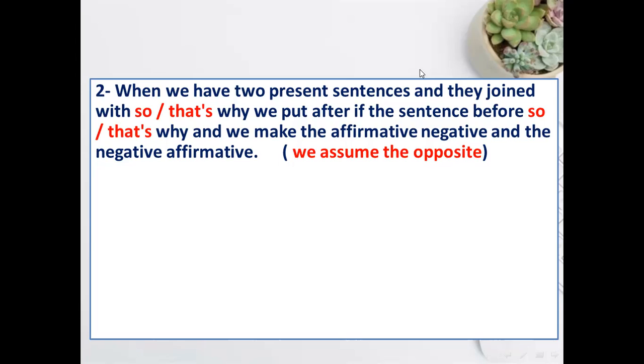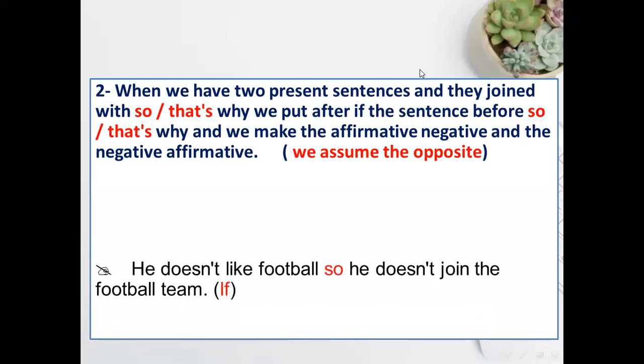Okay, let's focus here on this sentence. When we have two present sentences and they are joined with so, we put after if the sentence before so, and we make the affirmative negative and the negative affirmative. We assume the opposite. For example, he doesn't like football, so he doesn't join the football club. He doesn't like football, and so he doesn't join the football team. So we will assume the opposite: if he liked football, he would join the team.